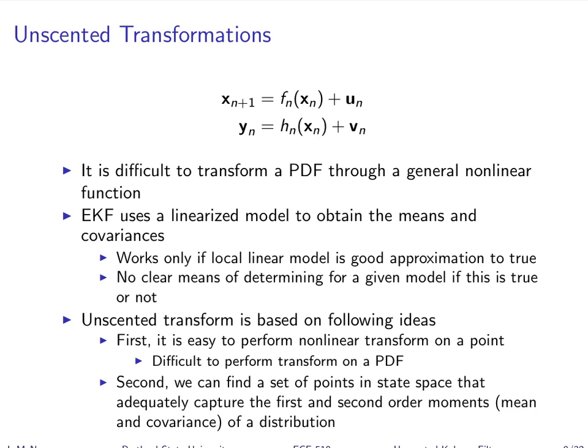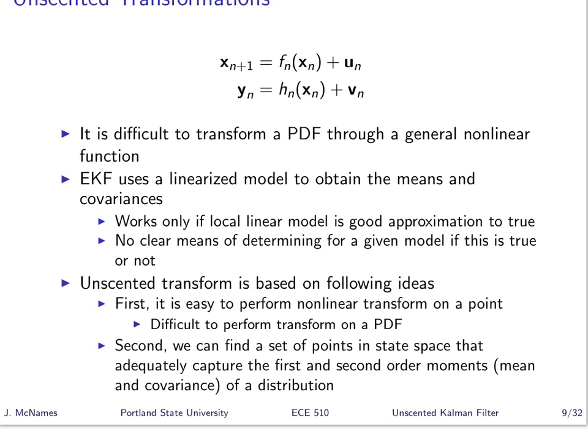So what did the folks that came up with this do to overcome this? In general, if you're thinking about an entire PDF, it's really difficult to figure out how the PDF morphs when you put it through a nonlinearity. Regardless, in our case, we've got two nonlinearities that we need to worry about, both the process model and the measurement model. And when you take a random vector and put it through a nonlinearity, even if you know what the PDF is, and even if you know what this nonlinearity is, in general, that's a mess.